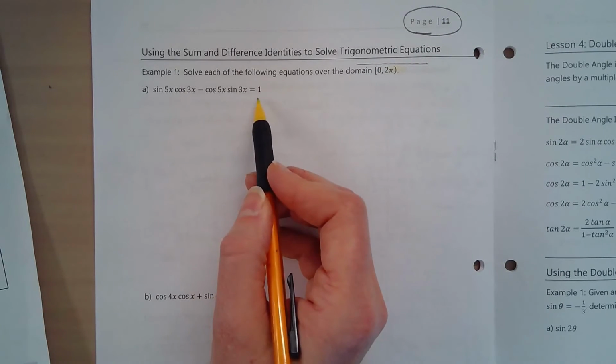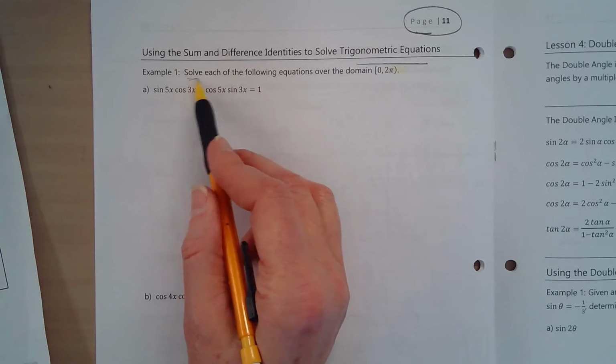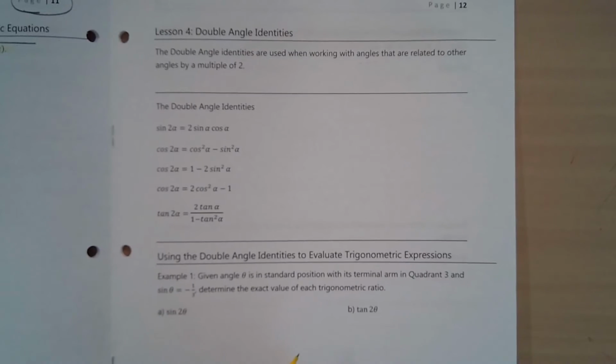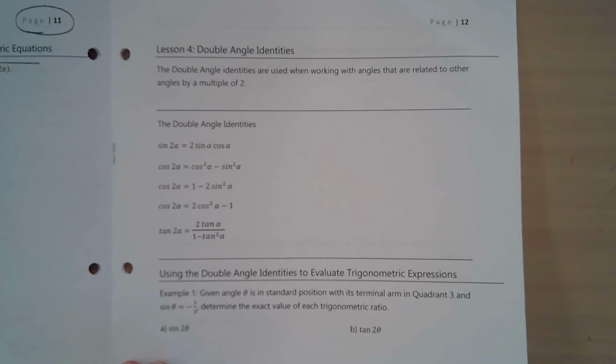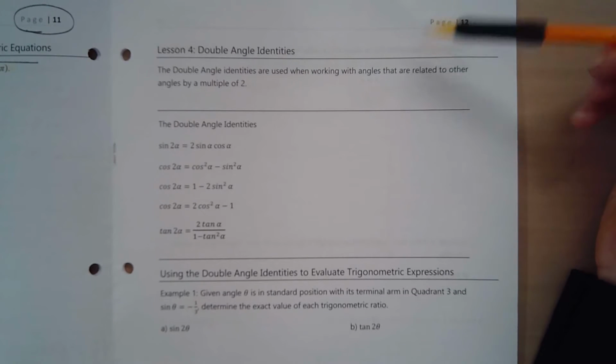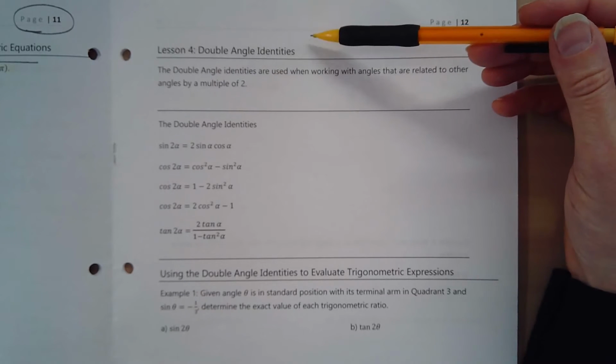But you can see this is not an identity because it says solve and I'm given a left and a right hand side. So we're going to leave this until we finish the double angle, and then we'll look at solving all types of equations involving identities. Okay, so let's talk about the double angles.